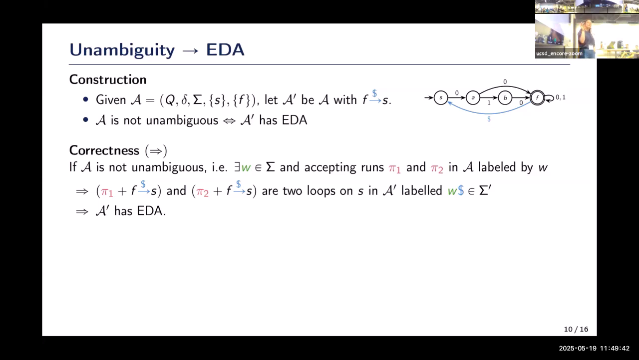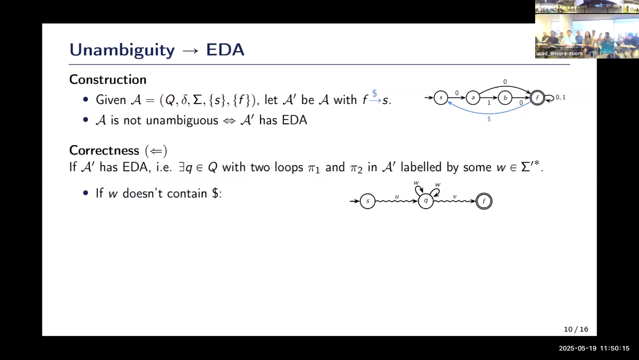So let me show one direction. Let's assume A is not unambiguous. Let me recall what this means. It's not unambiguous if there's a word that has at least two accepting runs, so two walks from S to F labeled by this word W. Now if you just extend those walks from S to F by using this feedback transition, you get two loops around S, right? Those two loops read the same word W dollar, and those two loops are distinct. So this was exactly the EDA property.